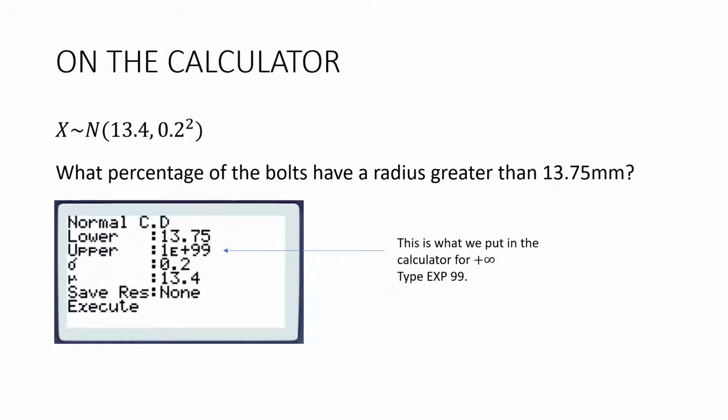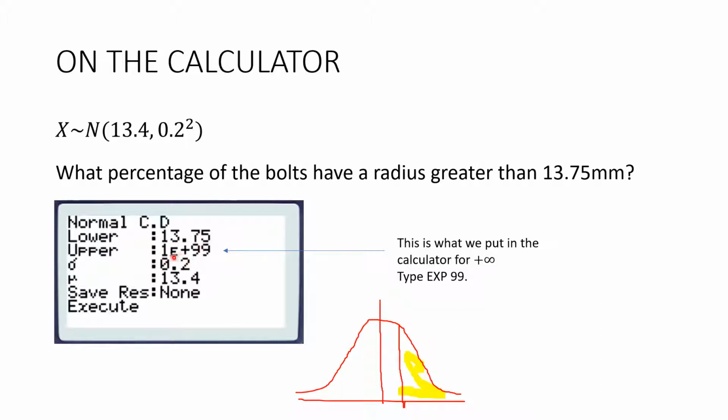Now, the problem with this question is that we have a lower bound but no upper bound. So let's just think about that. Here's our normal distribution, and our mean is 13.4, so 13.75 sitting here also. And we want this bit here. So we've got a lower bound, which is that, but no upper bound, that's infinity. So we've got to put the largest number in that the calculator will allow, which is 10 to the power of 99. So we just type EXP and then 99, and that will go in there.